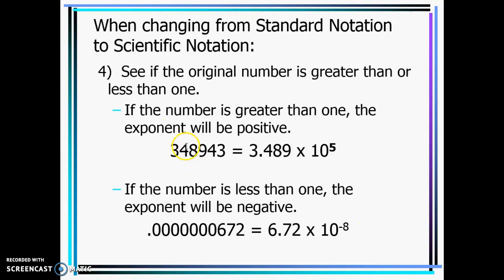Okay, here you have the number. If I were to put commas and decimals, remember your decimal point goes at the very end. The comma is right here between the 8 and the 9. So you have 348,943, and your decimal point is in the back.